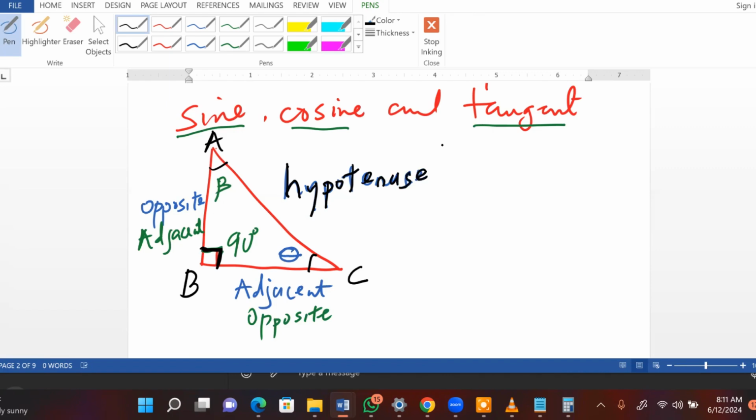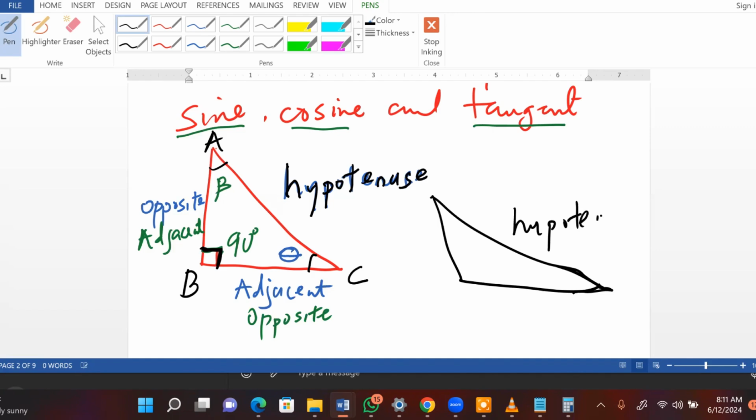I said in a right angle triangle, not in all triangles, because I can have another triangle like this. This triangle is not a right angle triangle, so I cannot say this is the hypotenuse. This would be totally wrong, because this side is not facing a 90 degree angle; this angle is greater than 90 degrees. Is that understood? That is very, very important.